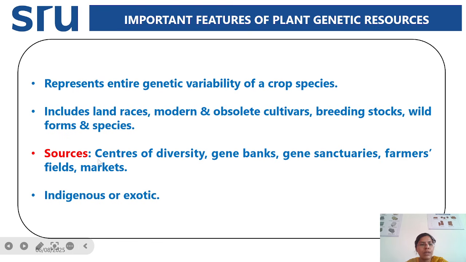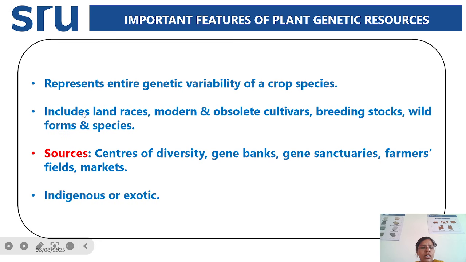Next, coming to the sources of plant genetic resources, we can get them from the centers of diversity, gene banks, gene sanctuaries, farmer fields, markets and some seed companies. Next, the germplasm will be indigenous or exotic. Indigenous means we can procure the germplasm within the country, or we can procure the germplasm from foreign countries. So these are some of the important features of plant genetic resources. That is, it represents the entire variation present in the crop species.